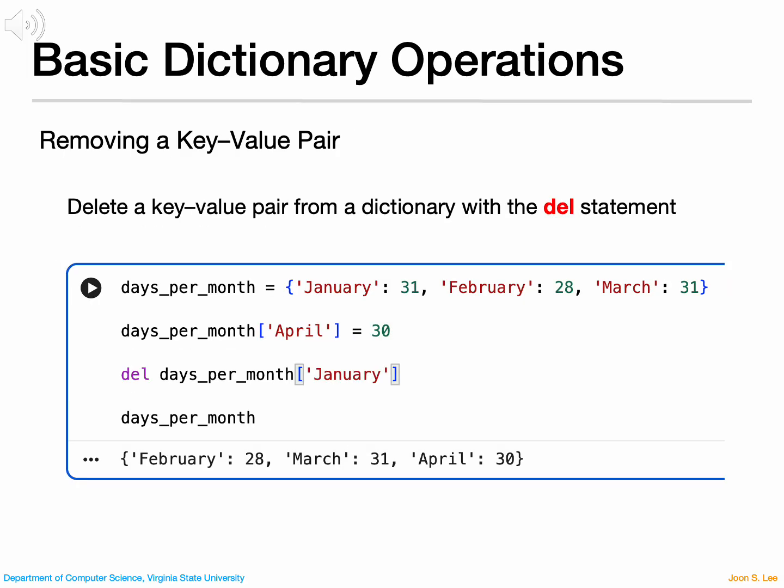We can also remove a key-value pair from a dictionary using the del statement. First, the dictionary contains entries for January, February, and March. We also added April. To remove an entry, we use del, followed by the dictionary name and the key we want to delete. In this example, the key January is removed from the dictionary. After this operation, the dictionary no longer contains the January entry.